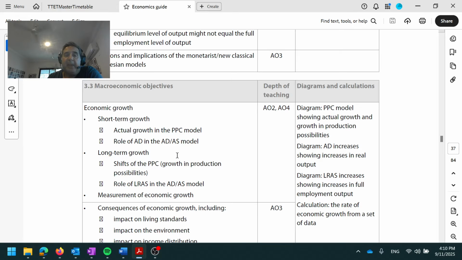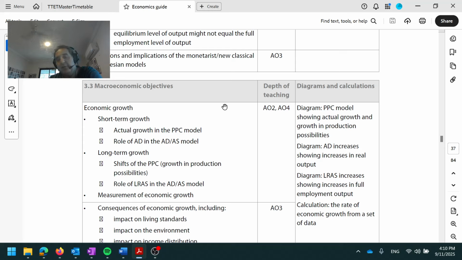3.3 macroeconomic objectives. Just remember the difference between potential growth and actual growth. So, potential growth is when the PPF shifts outwards or inwards. Correspondingly, that would cause your LRAS and SAS curves to shift inwards or outwards, depending on what's happening. Actual growth can be represented by a movement closer to the frontier, or if actual growth is declining, it would be a movement away from the frontier.